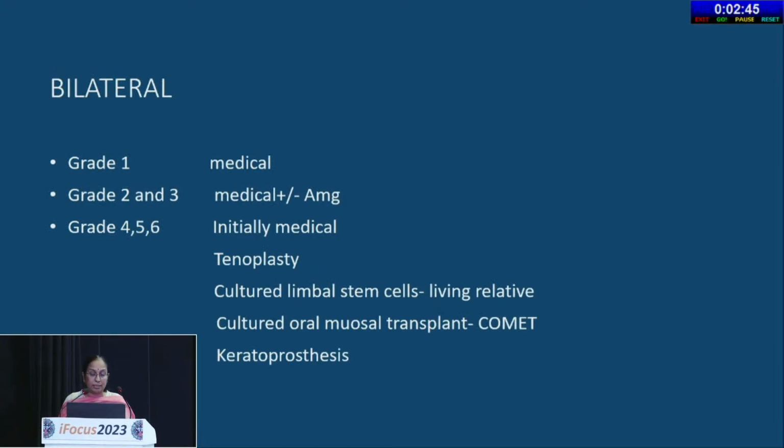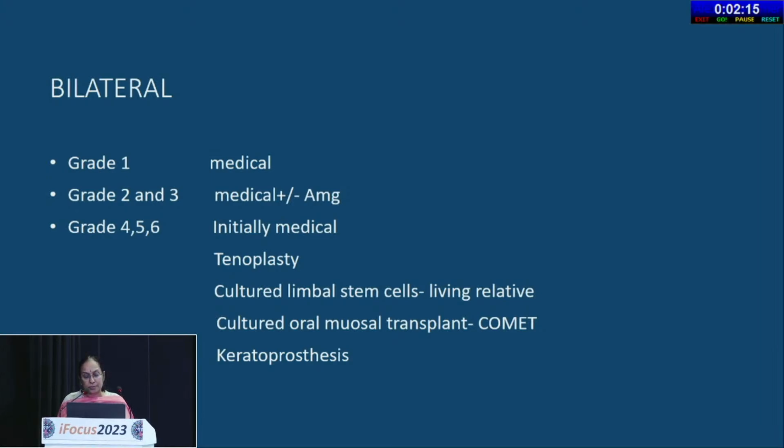Grade 1 medical, grade 2 and 3 medical plus or minus AMG, 4, 5 and 6 tenoplasty, cultured limbal cells from the living relative, CLET, that is cultured oral mucosal transplant, or as a last resort, keratoprosthesis. Now all of these have been done by sir and everybody in LV Prasad or Sankara Nethralaya. We have gone up to tenoplasty, I should say, and also SLET, but not done cultivated yet because it needs a lab and needs a lot of expenditure.